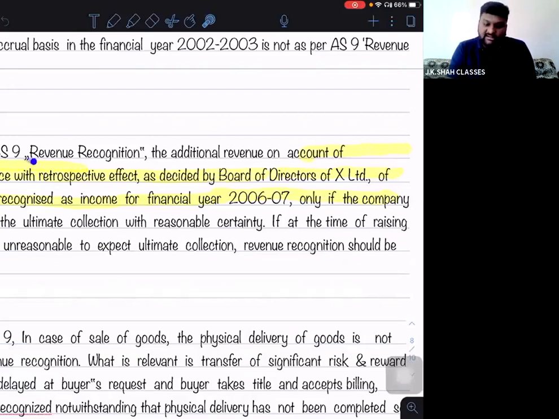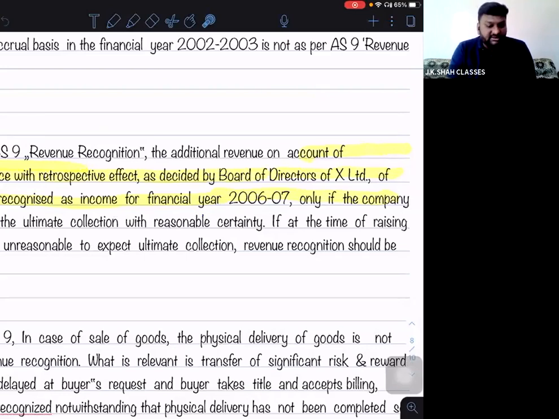As per AS9 revenue recognition, the additional revenue on account of increase in sale price with retrospective effect, as decided by the board of directors of X Limited, of rupees 5 lakh, is to be recognized as income for the financial year 6-7 only if the company is able to assess the ultimate collection with reasonable certainty. So you have to record only if ultimate collection is reasonably certain.